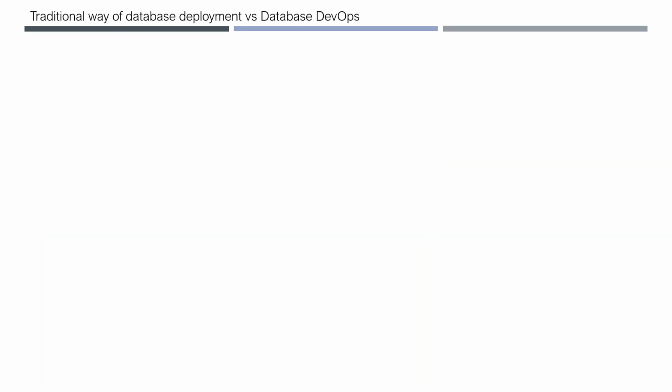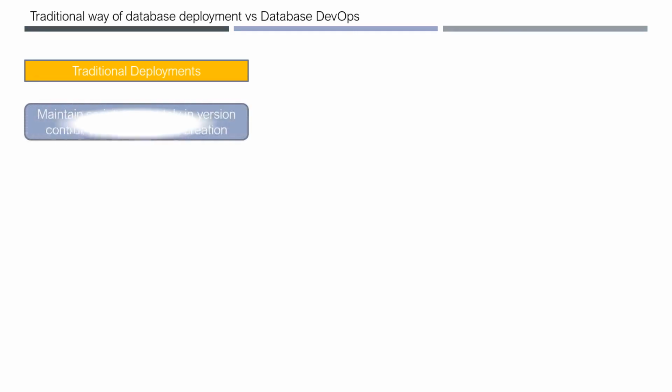But when you do database DevOps, all these things will be addressed the way application DevOps addresses the manual activity. Okay, so let's see the traditional way of database deployment and the automated way of deployment. In the traditional database deployment, this is what we do, right?